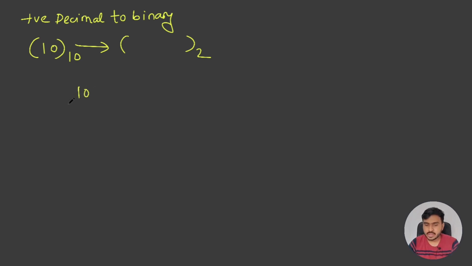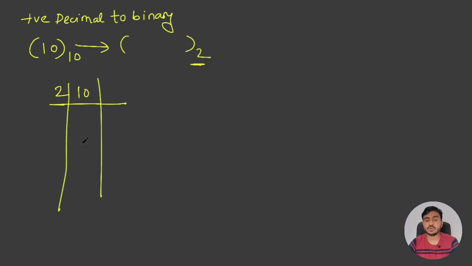Write 10 over here. And then start dividing 10 by 2. Why we are dividing 10 by 2 is because binary has base 2. So we'll start dividing 10, or any number that you want to convert into binary, by 2. Once you divide 10 by 2, the quotient is 5 and the remainder is 0. Just write the remainder over here and the quotient over here. And just keep repeating this process until your quotient becomes 0. So divide 5 by 2. The quotient is 2 and the remainder is 1.